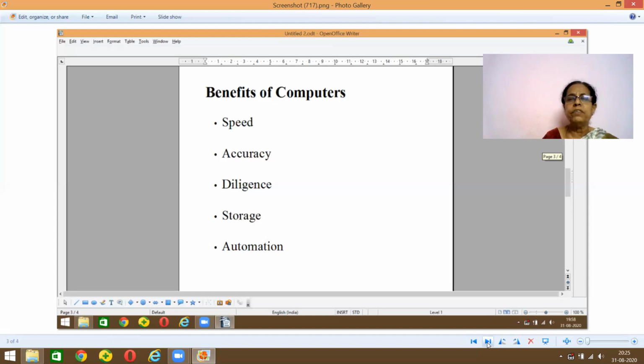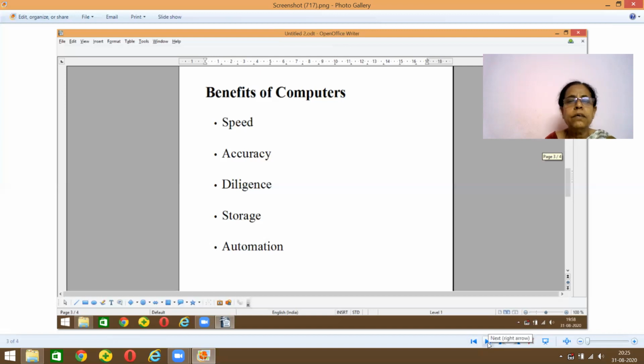So some of the benefits are speed, because it's quite fast, accuracy, correctness, diligence. It works continuously without getting tired. Storage, you don't have to use books, and automation, which does things automatically, it does calculations automatically, whatever automation.